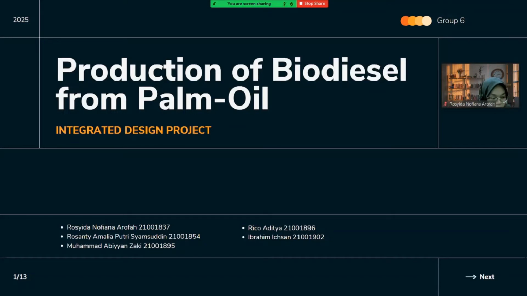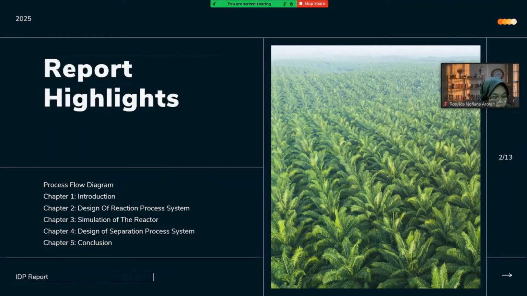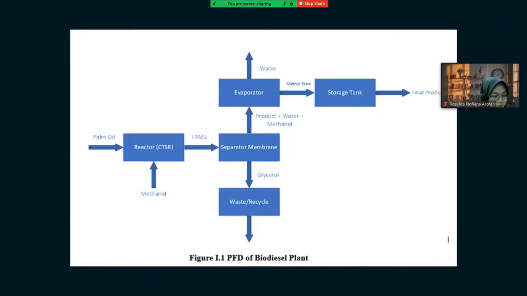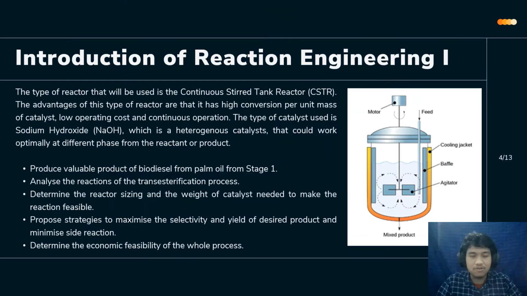We are going to explain our integrated design project on production of biodiesel from palm oil. And this is the content that we are going to explain further. So this is the process flow diagram of our biodiesel plant. Moving on, the introduction of reaction engineering.